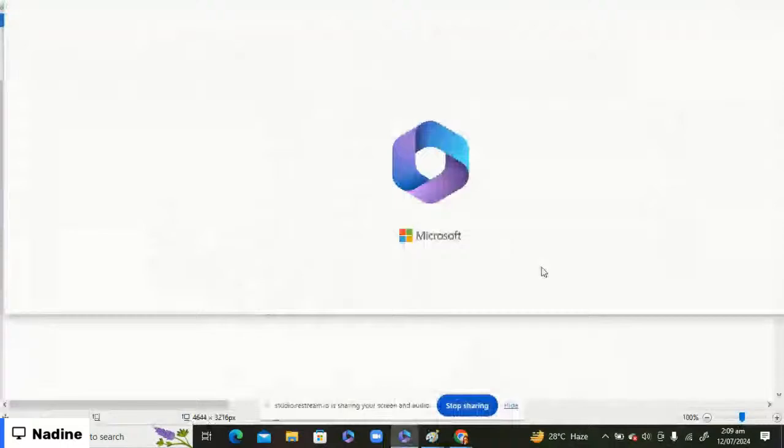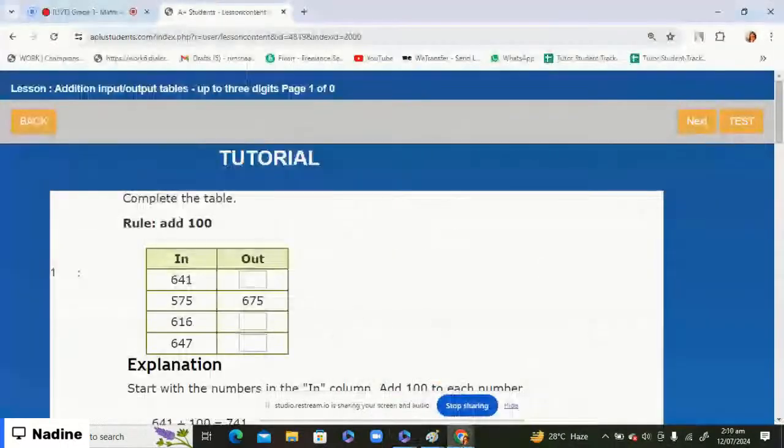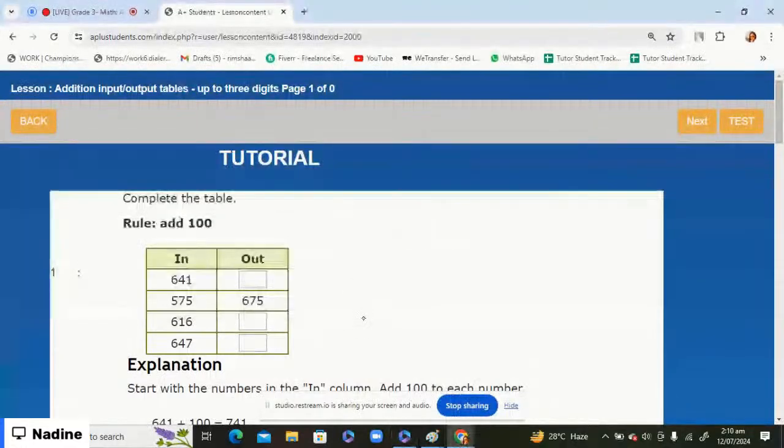Let me just do it. This one, as input numbers are given here. So how can we do it? We are just going to put down on the right side, in place of outputs, you're going to add 100 to each of it.